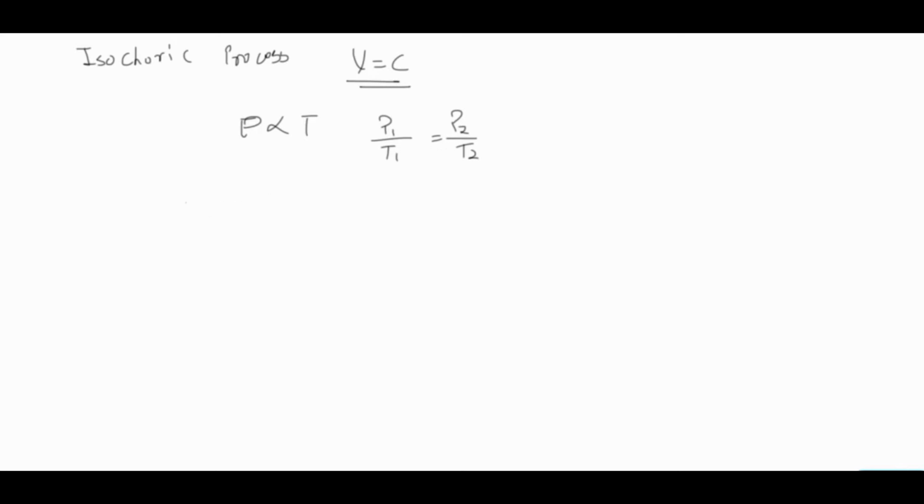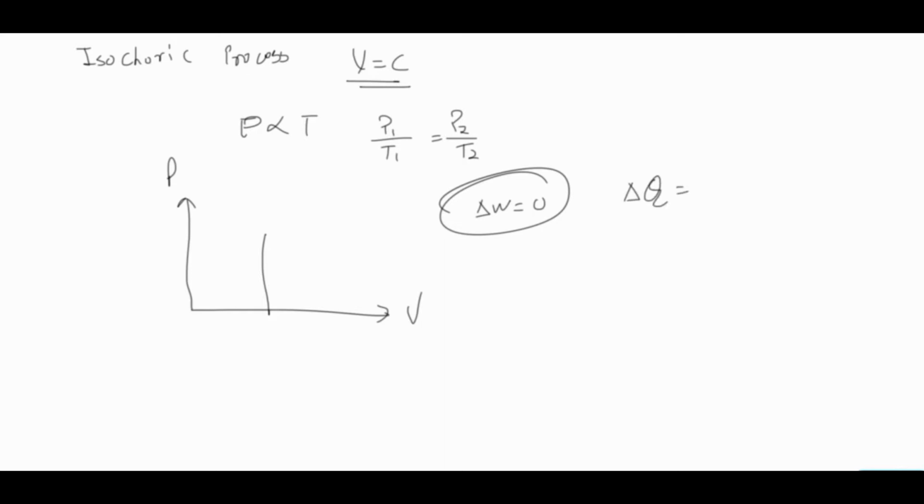This will become your equation of state. Indicator diagram: P-V, a perpendicular line to the x-axis, that means the volume scale. So here delta W will become 0, because volume is constant. If volume is constant, delta W becomes 0. So delta Q is equal to delta U. That means the heat supplied or heat rejected becomes the change in internal energy.